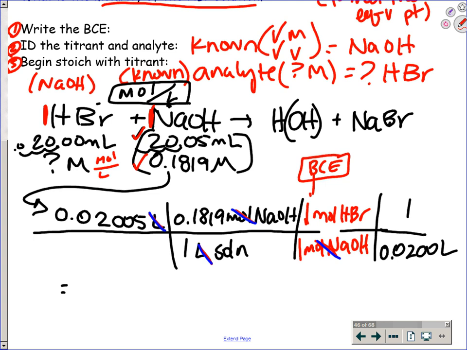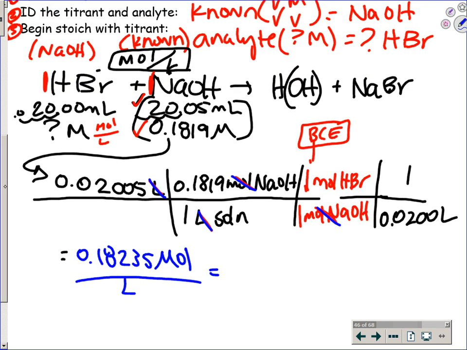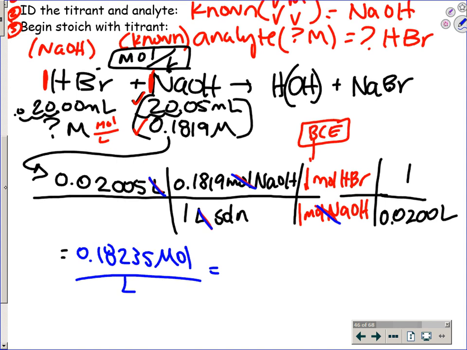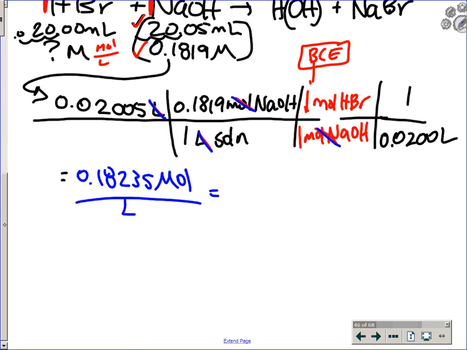0.18235 initially. Let's round that to sig figs. How many sig figs are we working with in this whole problem, guys? 4 the whole time, right? So we round that to 0.1824. Sounds good. And that's moles per liter of HBr, because the two units left are moles of HBr and liters of the HBr solution. So moles per liter gives us the molarity of HBr.